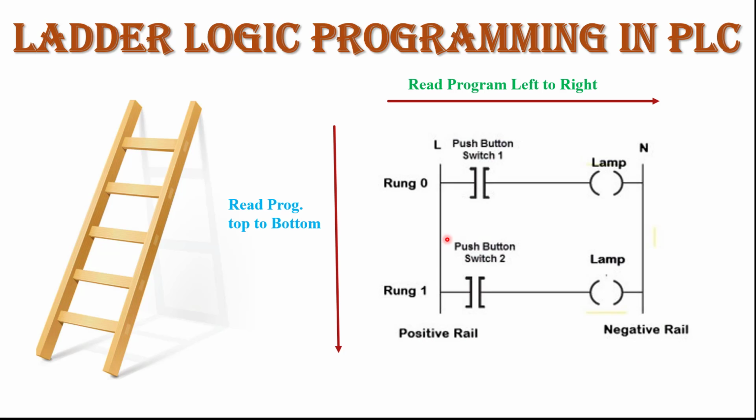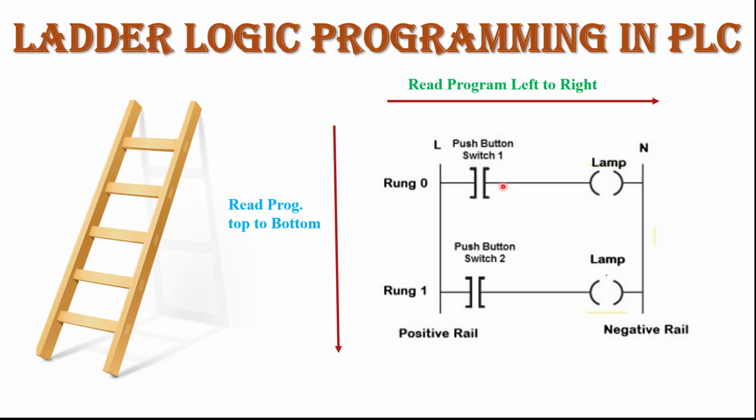This ladder logic diagram basically consists of a number of horizontal lines. These horizontal lines are called rungs. So one ladder logic diagram contains a number of rungs. This is rung 0, rung 1, rung 2, rung 3, rung n, and so on. Each rung basically consists of a group of inputs and outputs.